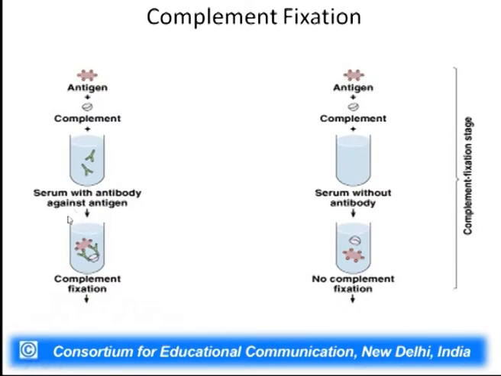What do I mean by all this? You take an antigen and you allow it to mix with the complement, and we see that there is a serum which will show the antibody against the antigen. Then you fix it. This is called complement fixation. But if I have an antigen, you take the complement and there is serum which does not have the antibody, there will be no complement fixation. So this gives us an idea whether the antibody is present or not.